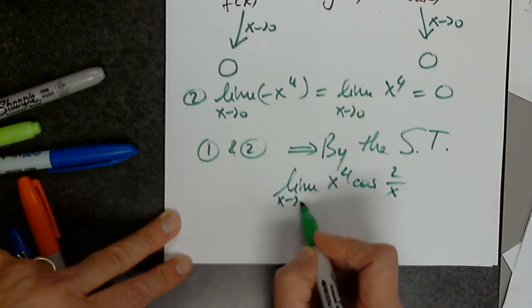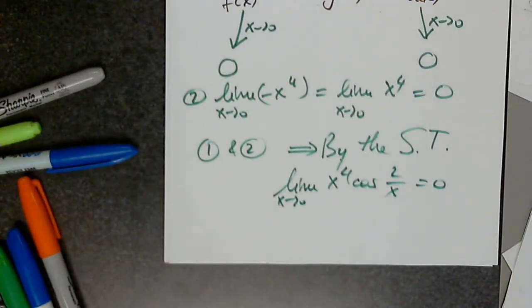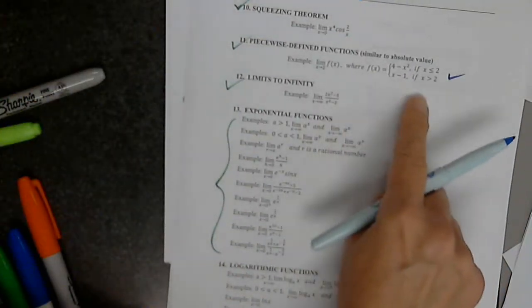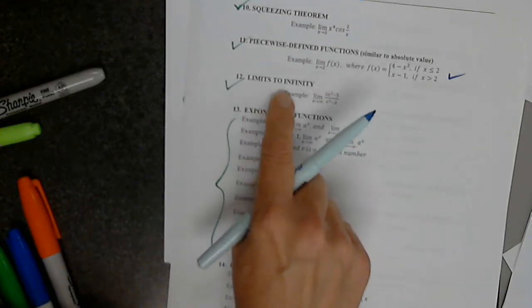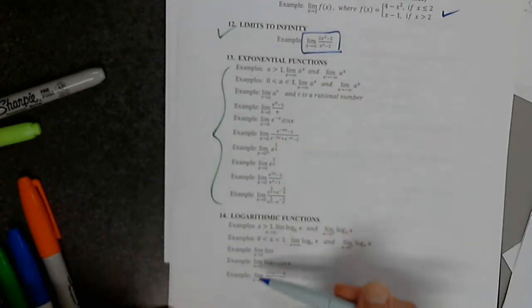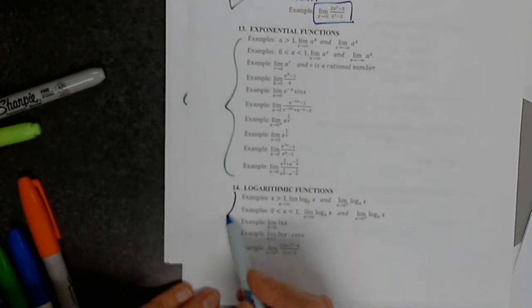Yes, it is indeed 0. But I have to show both conditions, or I should say both hypotheses, that the function is squeezed and that both limits of those two functions exist and are the same. Then I can conclude that the limit of x to the fourth cosine 2 over x is 0. I think we had on the quiz last time a problem like this. I think we're okay with that. Here, if you want, we can look at this problem. I wanted to refresh your memory on some exponentials and logs.